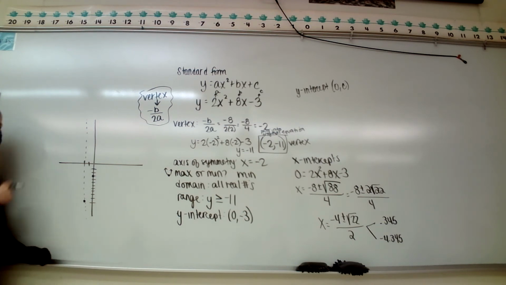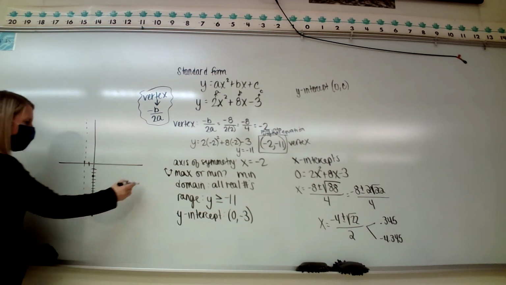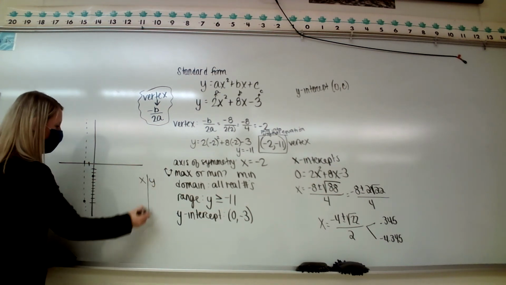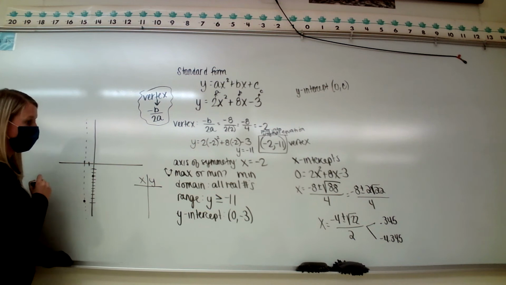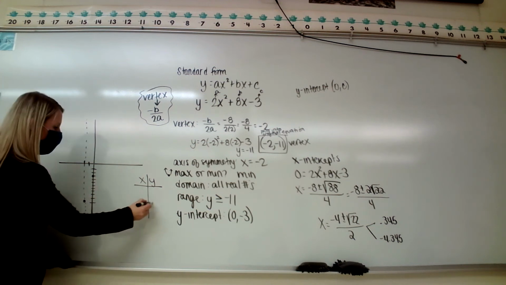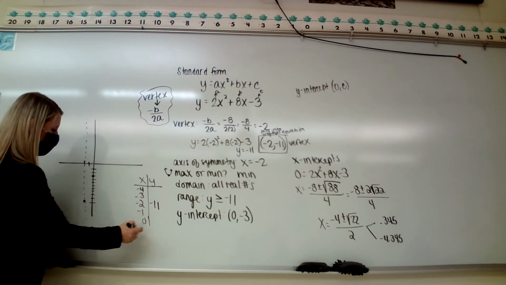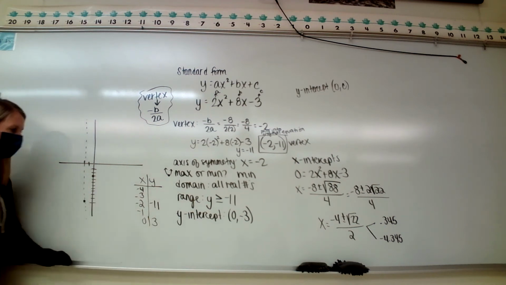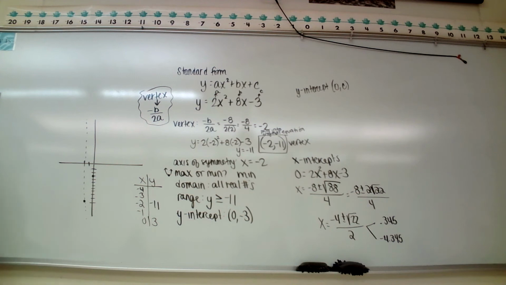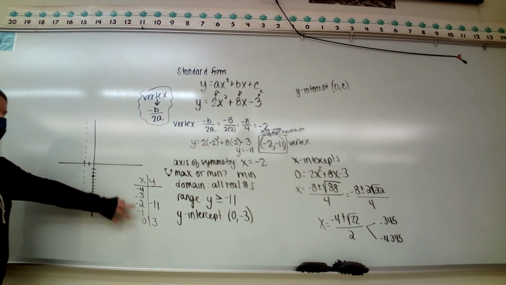So I'm going to find a few other points. I'm stuck in my ways here. I always do the vertex in the middle, then a few x's to either side. I already know that the 0 is going to be 3, but I do it this way. You can technically just find two and then they should reflect.